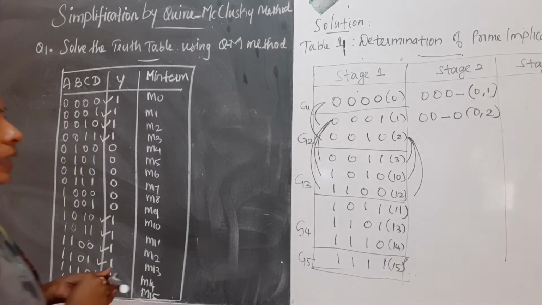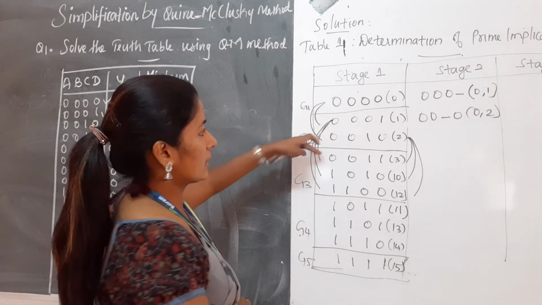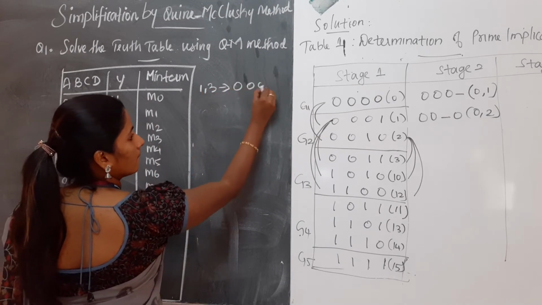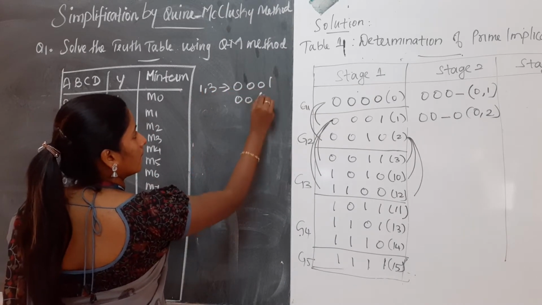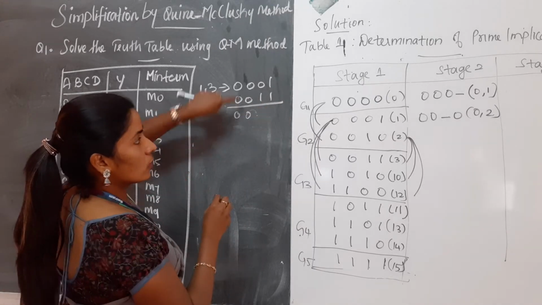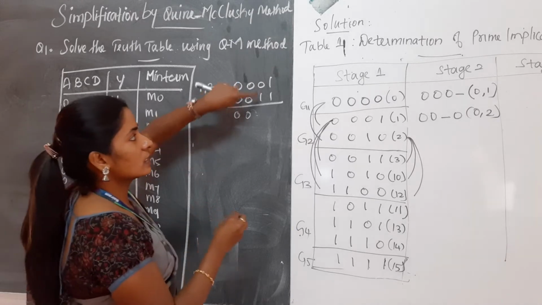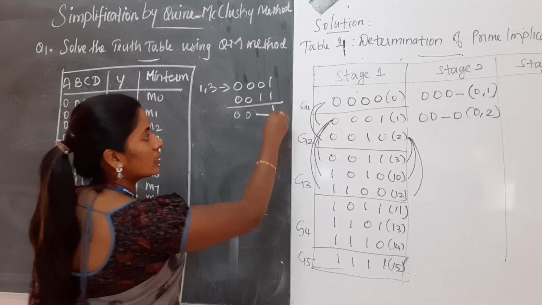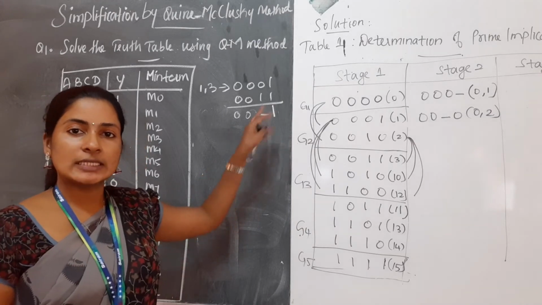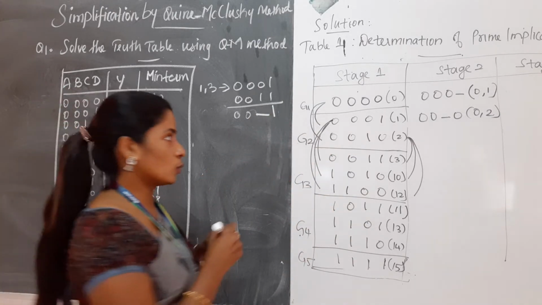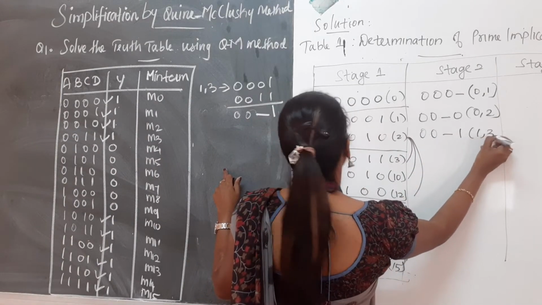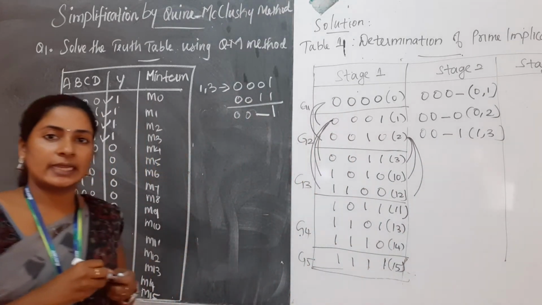So now I am going to compare 1 and 3. 0 0 0 1 and 0 0 1 1 gives 0 0 dash 1. Again I got a single dash, so this can be written in stage 2. 1 comma 3, I write that.